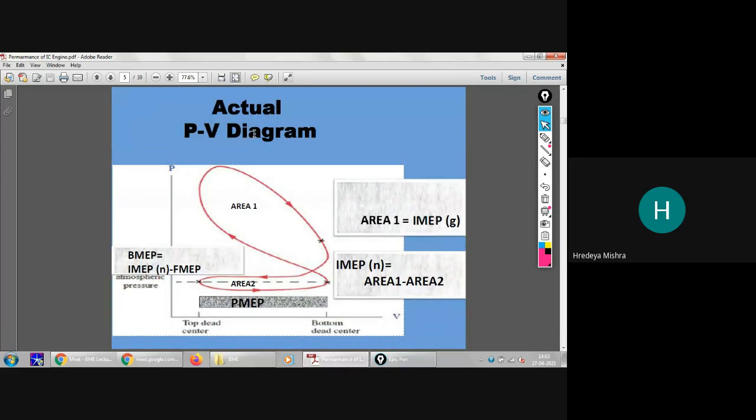Now, the previous one is your ideal PV diagram. This is your actual PV diagram. So this is your ideal and this is your actual, because in the actual cycle the losses are more. What you see in the actual is this is area 1 and this is area 2.